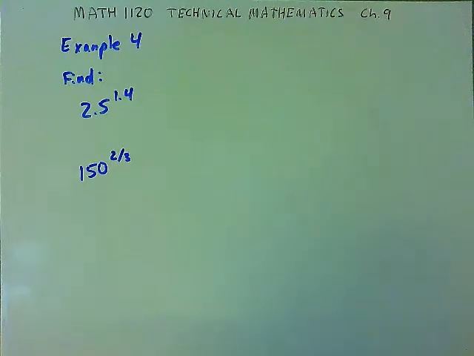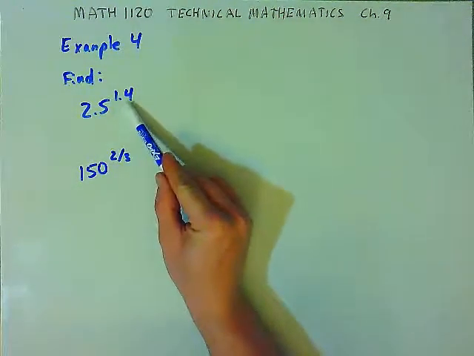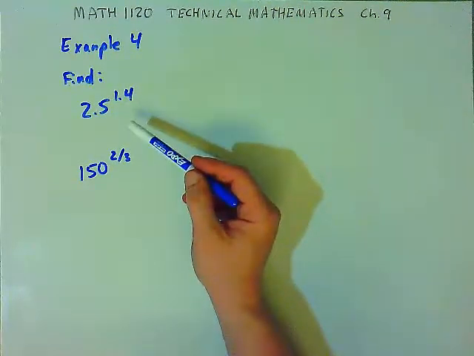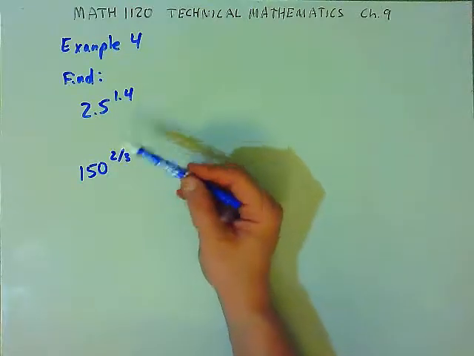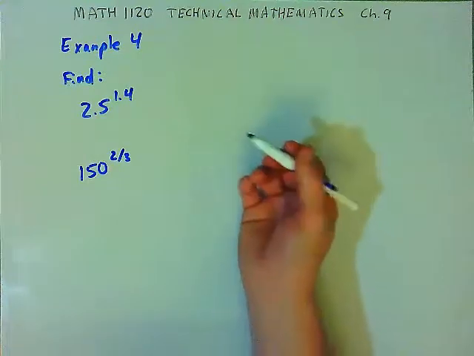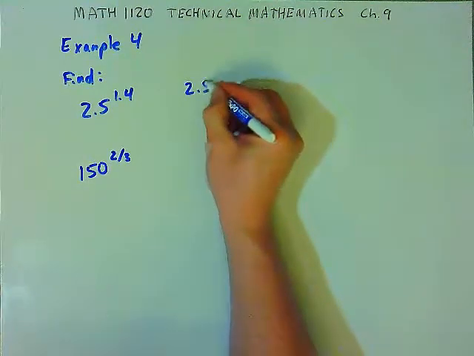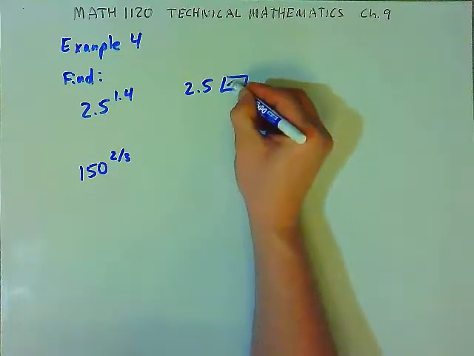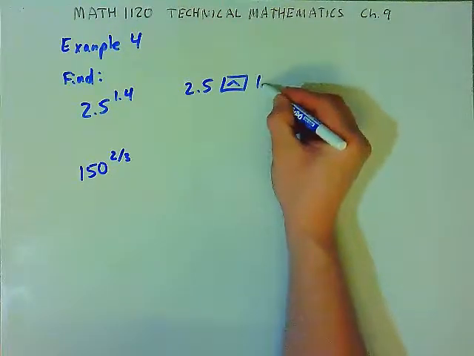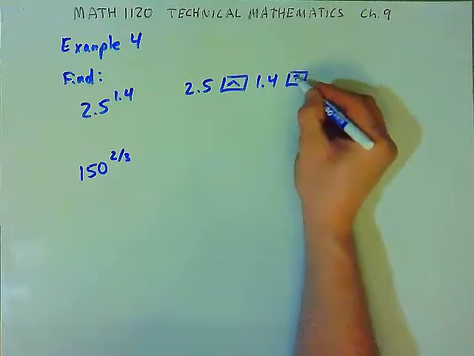Example 4 says find 2.5 to the 1.4 power and also find 150 to the 2/3 power. And so if the base and or the exponent is either a decimal or a fraction, this is not as easy to figure out on paper, right? So we need to use our calculator for this. It'll be a lot easier that way. And so it depends on the calculator that you have. You're either going to type in 2.5 and you might have a button that looks like a caret. And you'll type in 2.5, the caret button, 1.4, and then you'll press equals.